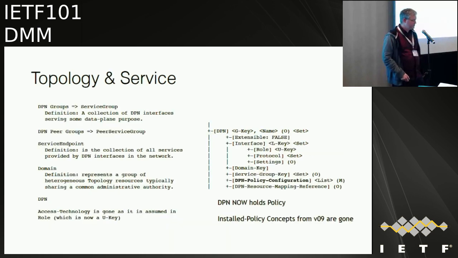Next slide. Topology and service, a lot of renaming. So this is the old model. We do have a proposal out this week to get rid of service endpoints, but I'll go through this just briefly. We essentially have DPN groups and peer groups renamed, using the service group nomenclature. Service endpoint is currently an older mechanism from the previous design. It's currently under review with the co-authors to be eliminated.